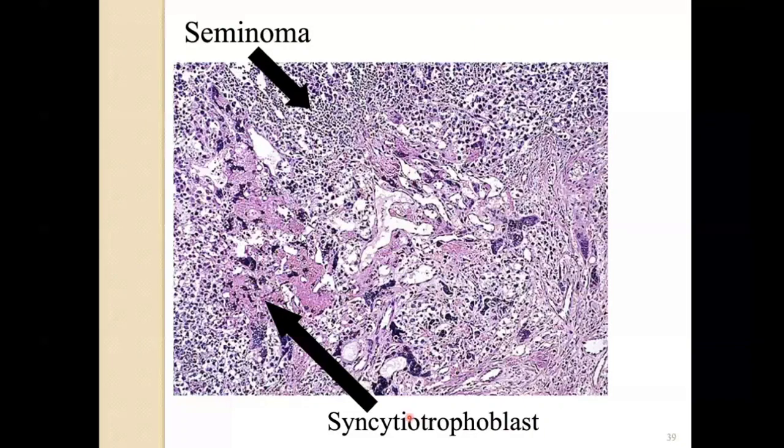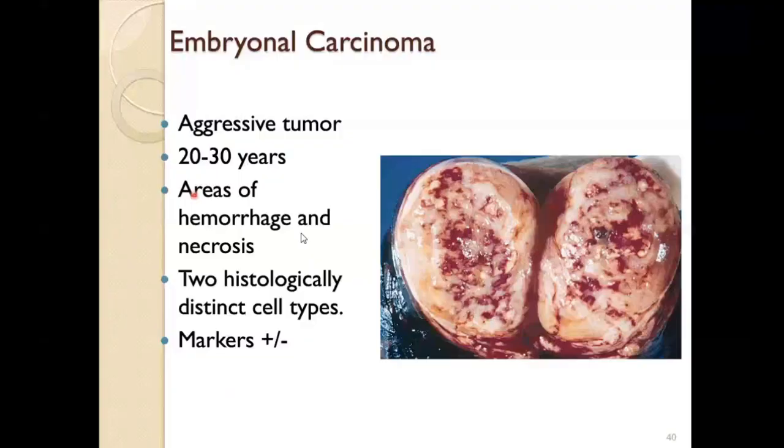So embryonal carcinoma is very aggressive, affecting men around 20 to 30 years. Here they have done a cut section. You can appreciate the hemorrhage, and here necrosis can be seen. Layers of hemorrhage and necrosis, two histologically distinct cell types. So there are some markers which can be used.